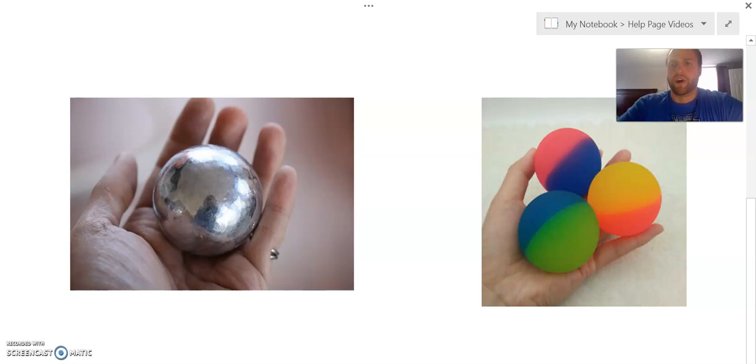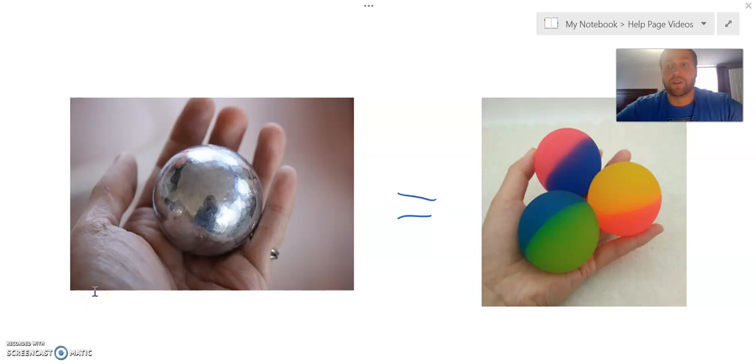So one's made of steel and one's made of rubber. And what if I told you that all the balls on the right equate to the mass of a single steel ball on the left? Well, you would tell yourself that the mass of a steel ball, even though it's the same size as these rubber balls on the right, is much greater than a single rubber ball. This is because there's a difference in densities between the two objects. So just because they have the same size doesn't necessarily mean that they weigh the same amount.